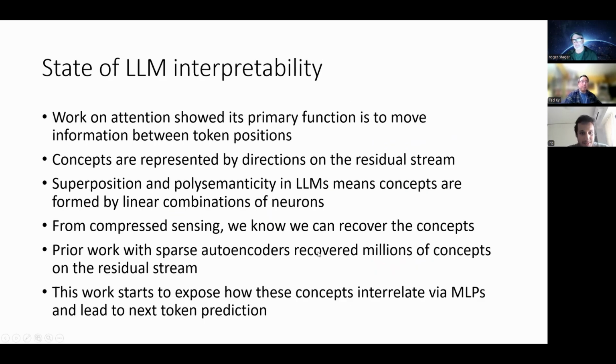So, having reviewed this, where does this take us in 2025 for setting the stage for the biology research? Work on attention showed that its primary function is moving information between token positions. Concepts are represented by directions, not the magnitude, but just the actual directions. Superposition and polysemanticity in LLMs mean that concepts are formed by linear combinations of neurons.